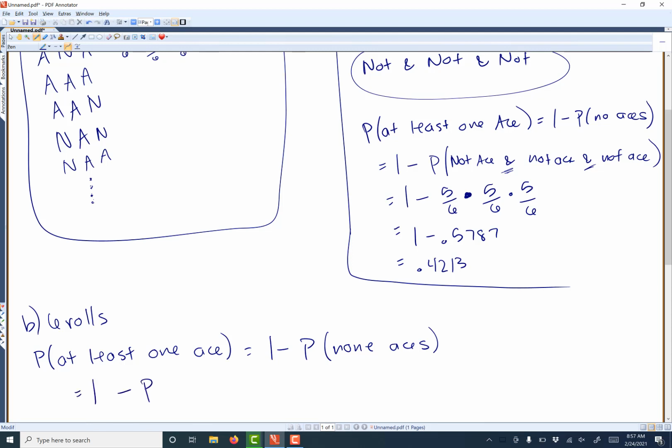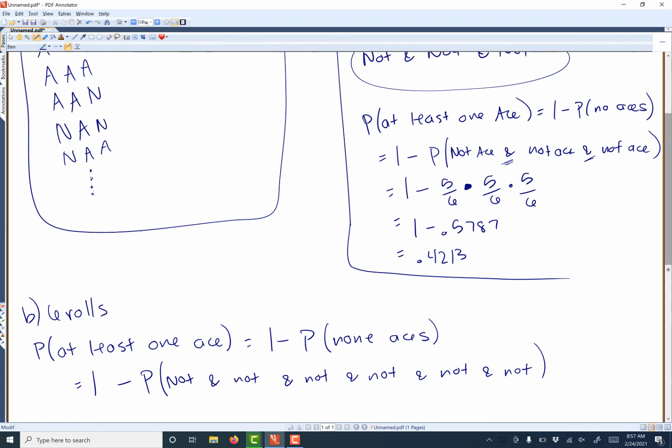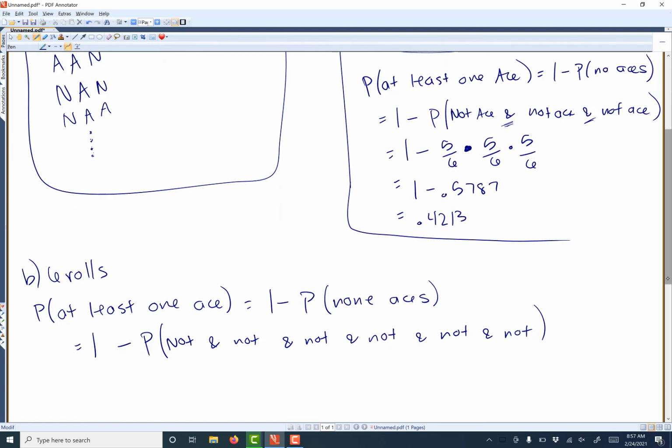The only way I can get no aces is if the first one is not an ace, and the second one is not an ace, and the third one is not an ace, and the fourth one is not an ace, and the fifth one is not an ace, and the sixth one is not an ace. Now you'll notice when I write this, I'm saying first is not an ace, and second is not an ace, and third is not an ace. I don't actually write the first, second, and third, but that is always implied. It doesn't make a difference here, but it does make a difference when you're doing things that aren't independent.